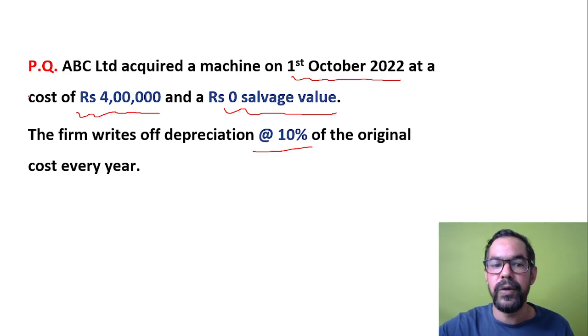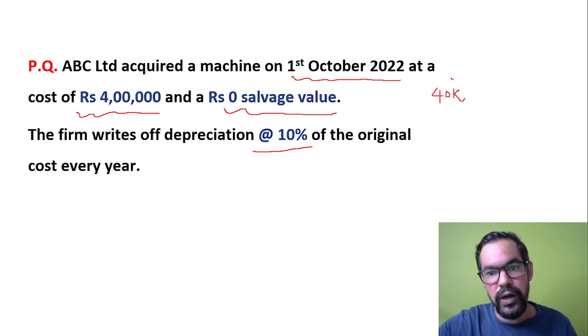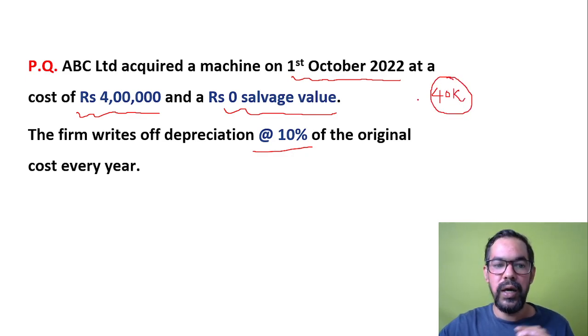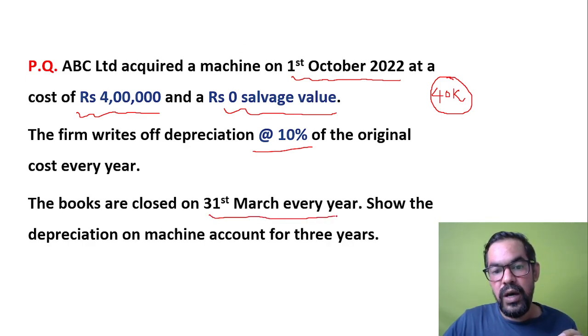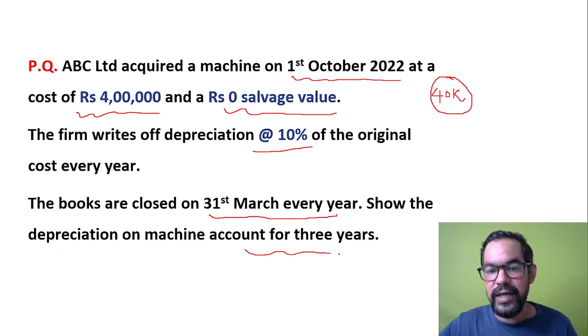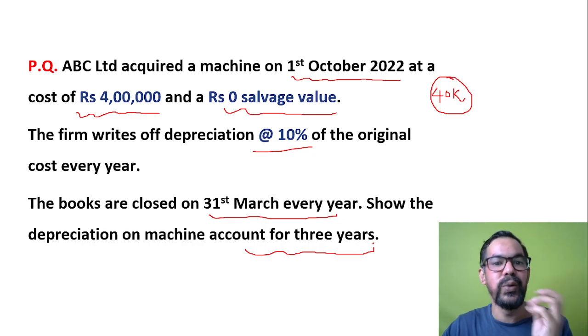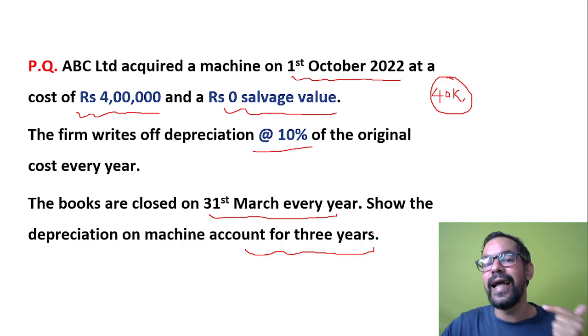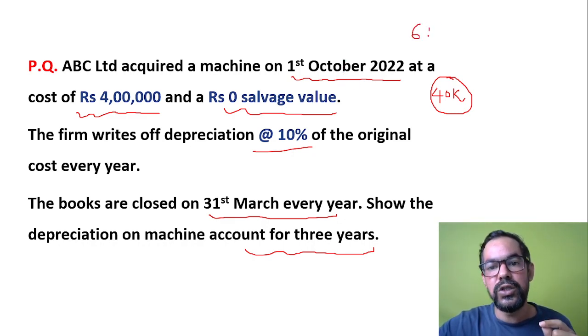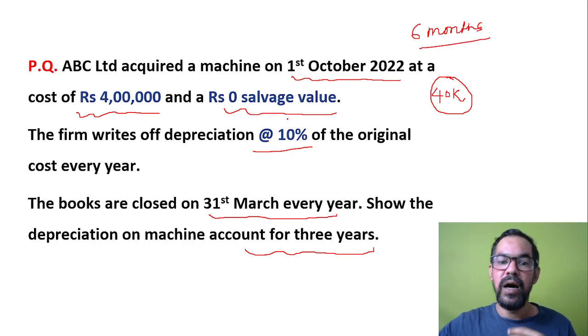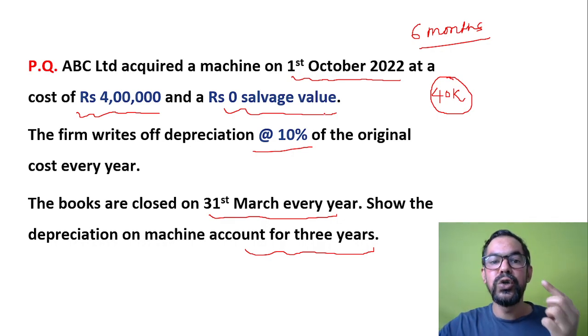So if you calculate 10% of 4 lakh, it equals 40,000. Okay, so it is 40,000, right? The next point, the books are closed on 31st of March every year. Show the depreciation on machinery for the next 3 years. Now here there is a little twist in this particular question, because for the calculation of the first year, the depreciation will be charged for 6 months only. So you have to take care of these kinds of entries as well. We bought that particular machinery in October, so October, November, December, January, February, March. So we have 6 months.